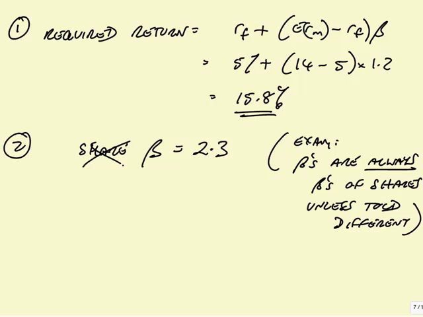The problem, though, if you remember, is the beta's measuring the risk of the share. If the similar company is a geared company, then the gearing will have made the share more risky. It will have made the beta higher. What we need to know is the beta of the actual business. We need to take out the gearing effect. You're all with me?